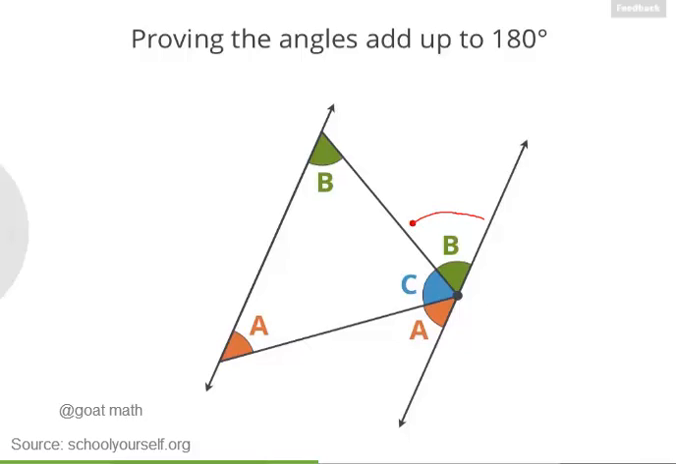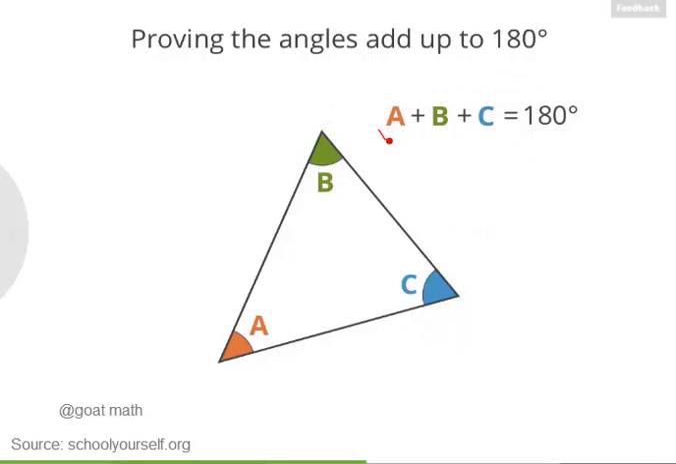Now notice that these 3 angles add up to a straight angle. So what's A plus B plus C? Exactly. The sum of these angles is 180 degrees. And this is true for any triangle. The three angles in every triangle always add up to 180 degrees.